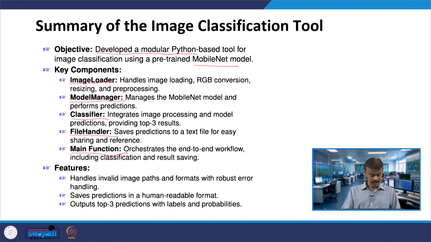The features are, this also can handle invalid image paths and formats because of the error handling exceptions, and it saves the predictions in a human readable format. Let us say the 1000 probability distribution, from there we were able to predict the top 3 with the labels and the probabilities. So, with this I am concluding the case study.